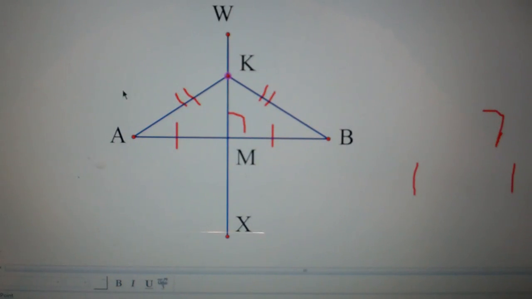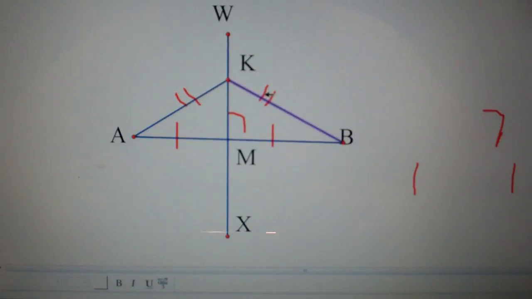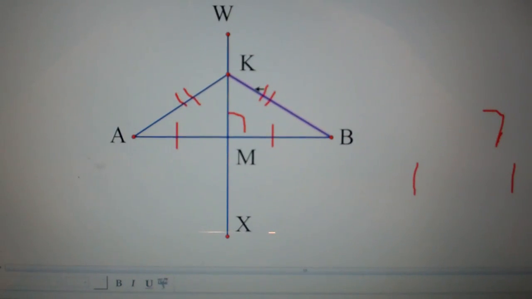Now, we can also draw another type of figure. So let's do this.